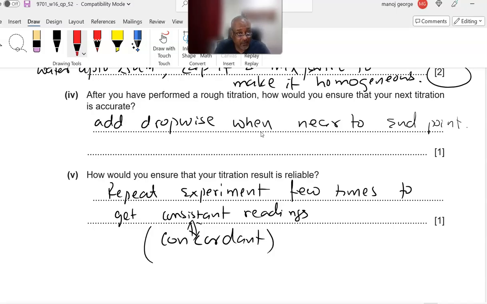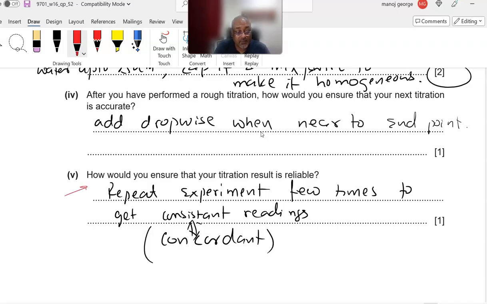Now, once we have an approximate rough reading, when you do the titration the second time and the third time, when you come close to that reading, we have to go drop by drop. That is to ensure that whatever reading we get is more accurate. So that's the reason why I've written here, we add dropwise when we come near to the endpoint. Endpoint is where the indicator changes color, the titration gets over.